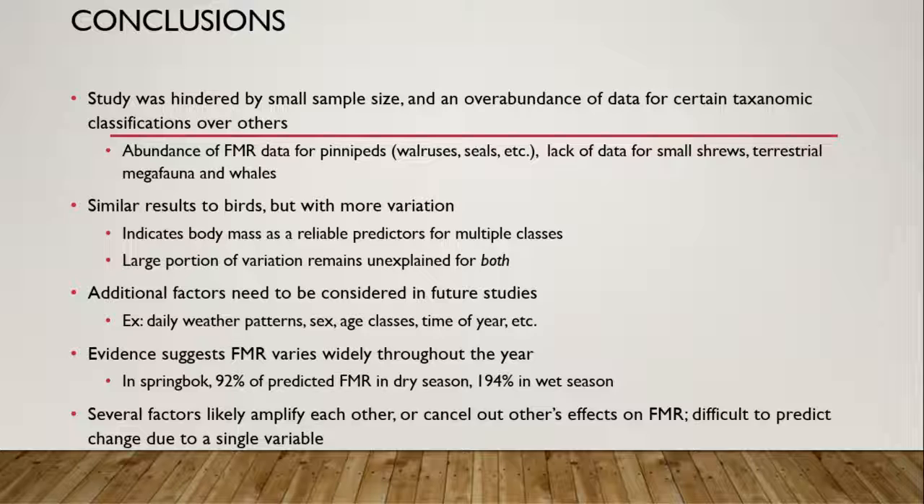metabolic rate. For instance, for springbok, FMR varies wildly throughout the year, matching 92% of predicted metabolic rate in the dry season, but a whopping 194% in the wet season. The factors mentioned earlier could conceivably amplify each other's effects on field metabolic rate, or potentially even cancel them out altogether. It is almost too difficult to predict the effects of a single variable on the overall system.